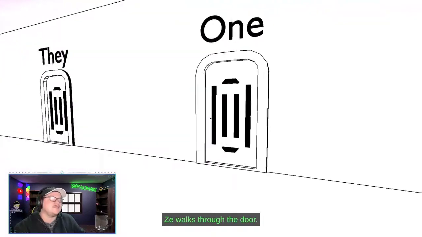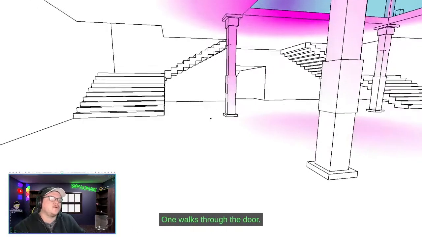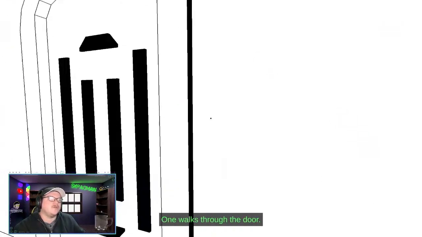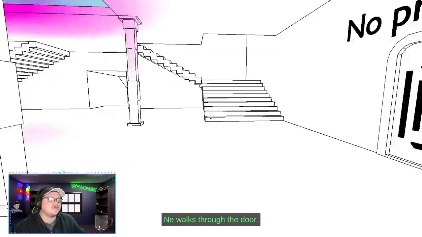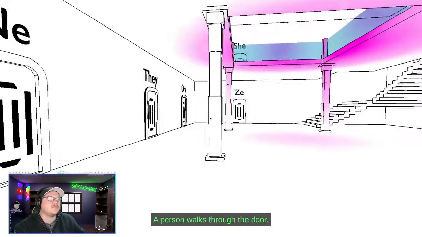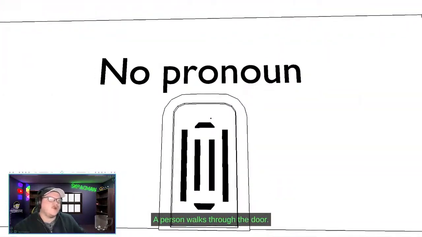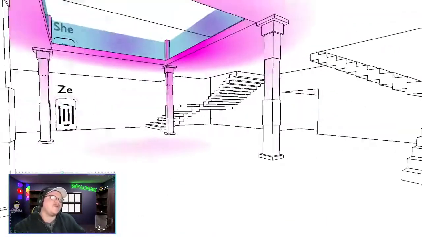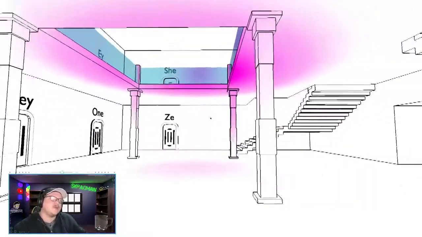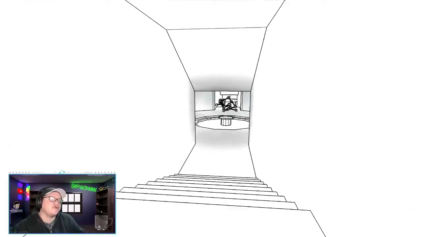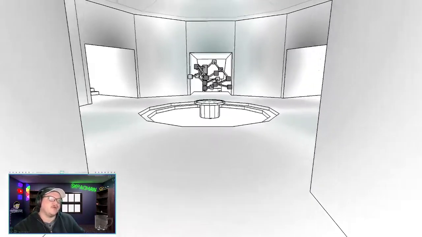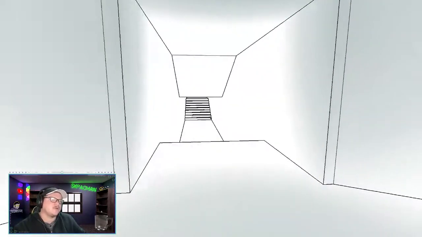Z walks through the door. One walks through the door. They. They walk through the door. Ni walks through the door. A person walks through the door. So no pronoun. You identify the person because they are a person. You humanize them without gendering, and that's cool.